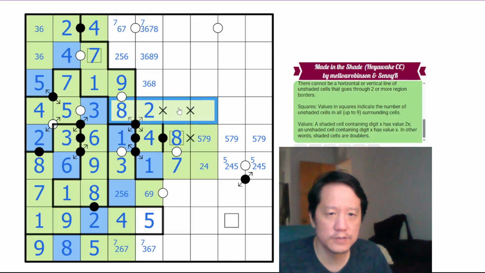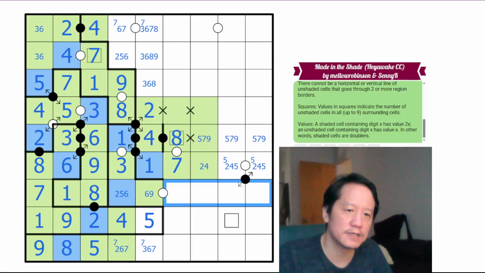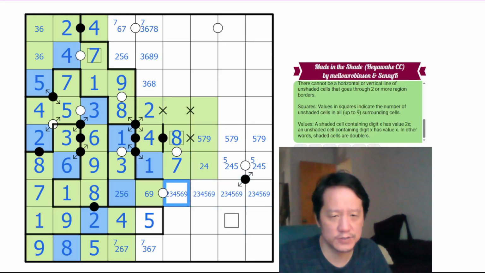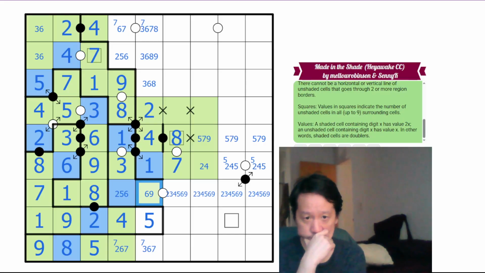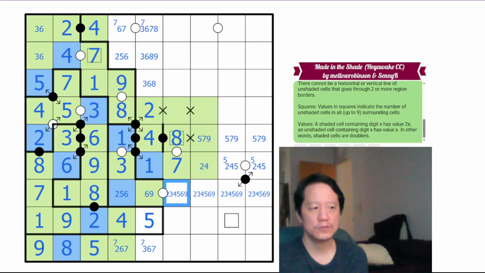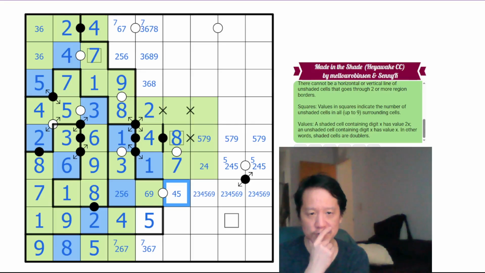Okay. These are same region. This is obviously same region. Remaining digits in row 7. We have 2, 3, 4, 5, 6, and 9. Okay, so this is 6 or 9 in value. 6 can be next to only 5 and 7. 9 can only be next to 4 or 5 doubled.